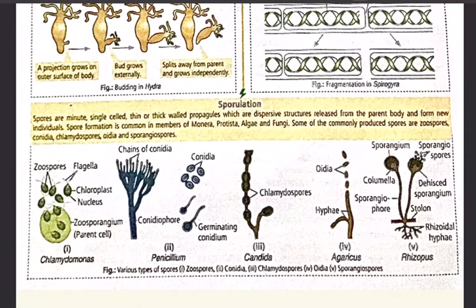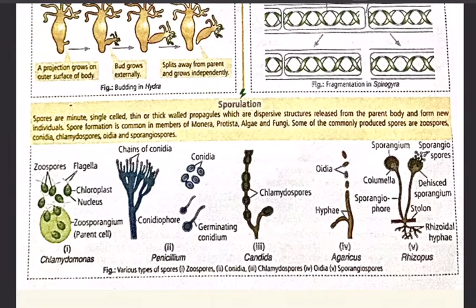Some of the commonly produced spores are zoospores, conidia, chlamydospores, oidia and sporangiospores. Now, for the various types of spores we are giving examples. First one is the zoospore, that is in Chlamydomonas. You can see why it is called zoospore.